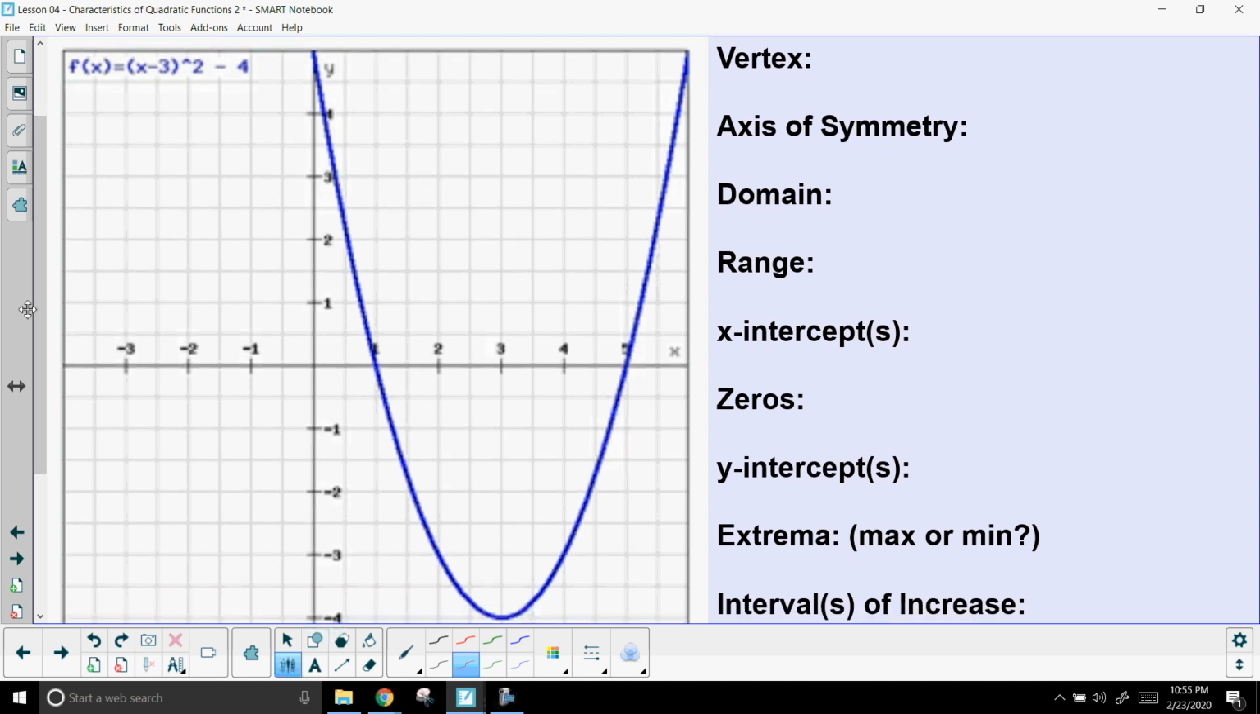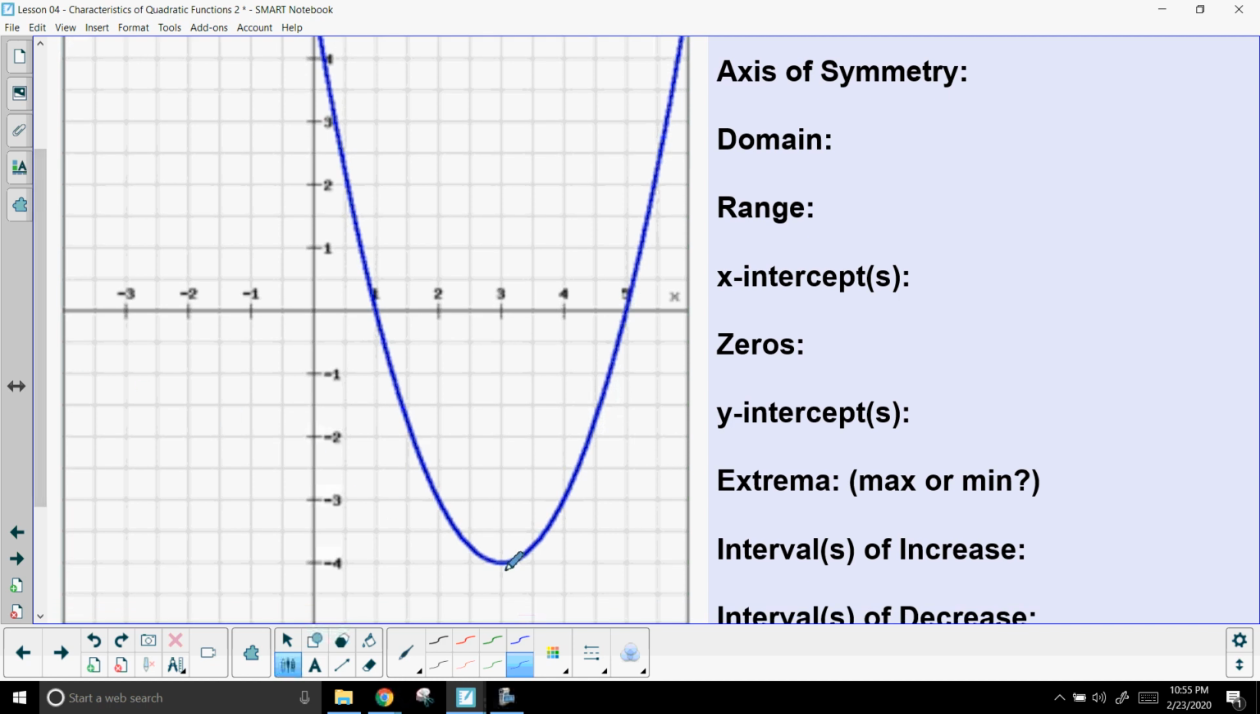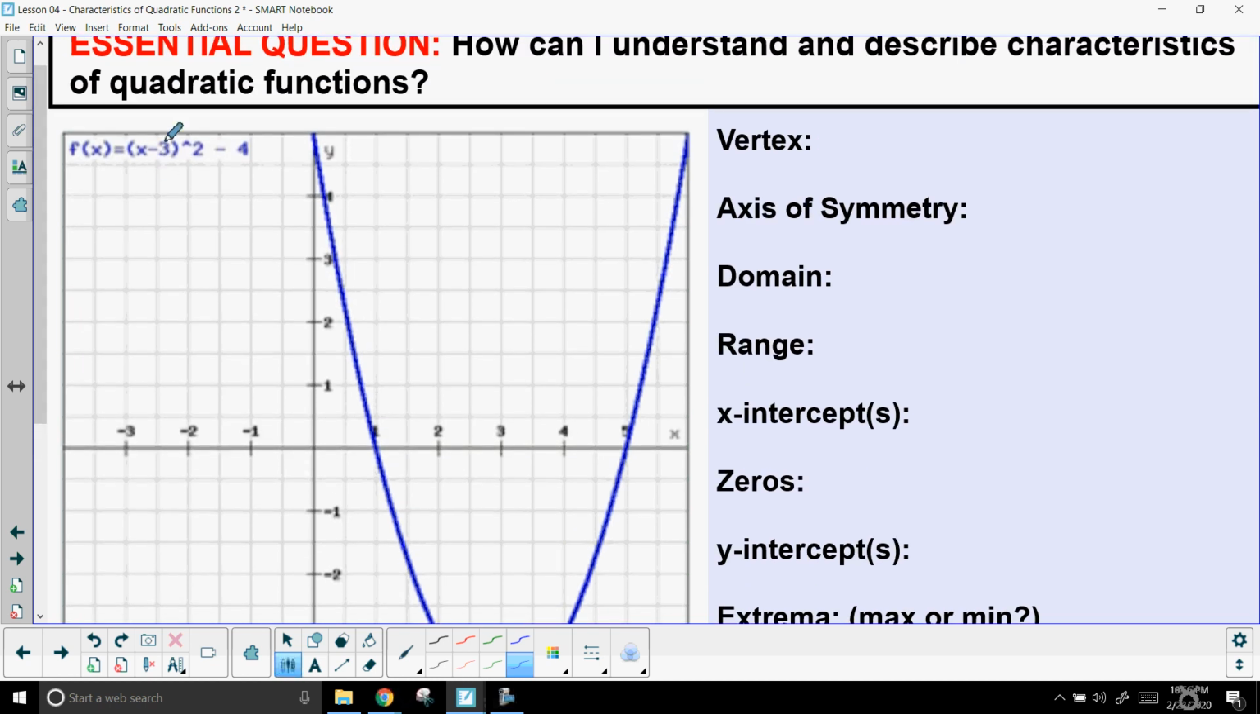All right, this will be my next example. Then moving on to greater and better things. Vertex. We got it right down here. 3, negative 4. And if you look at this, it's in vertex form. You should have been able to pull the 3 out of this and the negative 4. So 3, negative 4. Remember, opposites in parentheses right here.